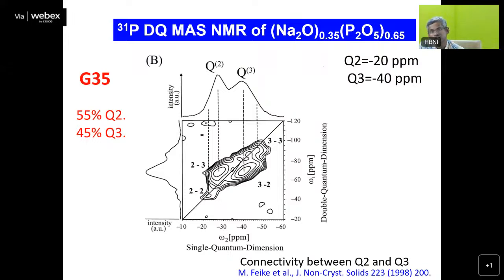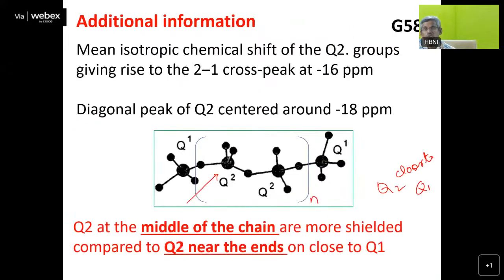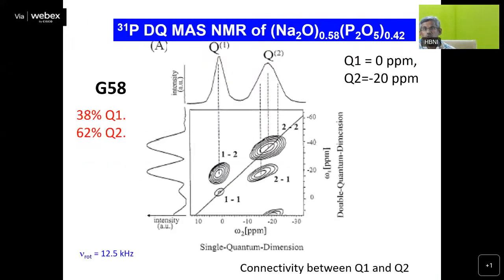You can see one thing. There is a broad peak coming, correct? So this is not a well-resolved peak, whereas in the first case you got a well-resolved peak. There you also got well-resolved peaks for Q1 and Q2. But here what happened? We have got different structural units. There we had two peaks, if you remember correctly.